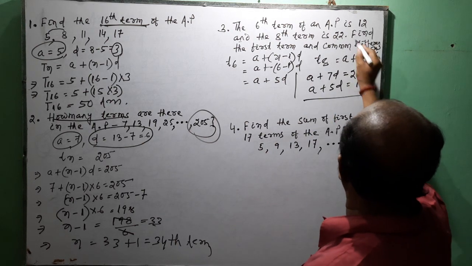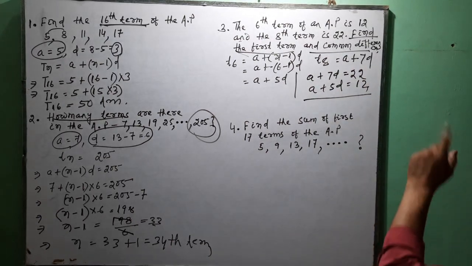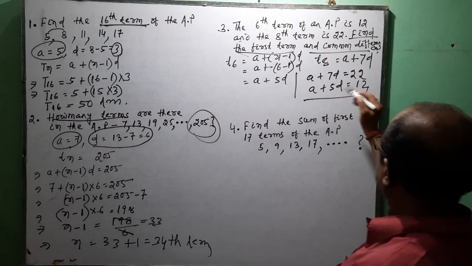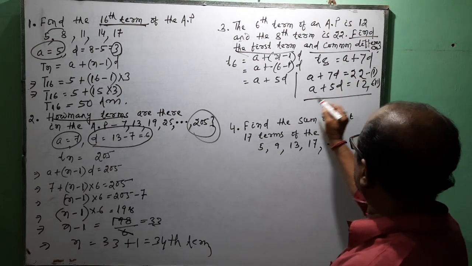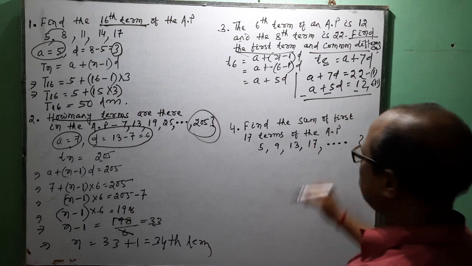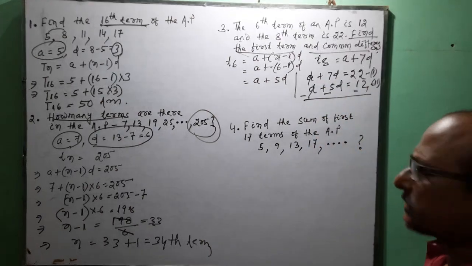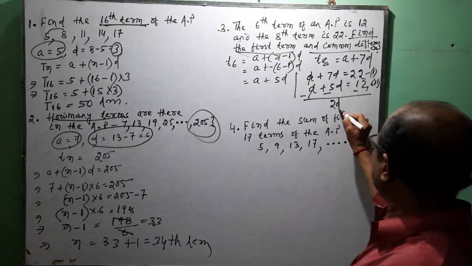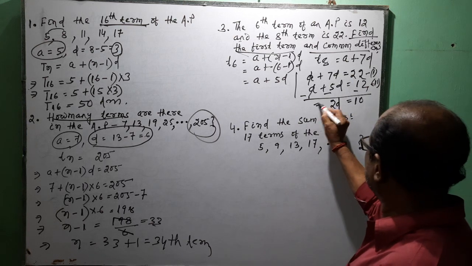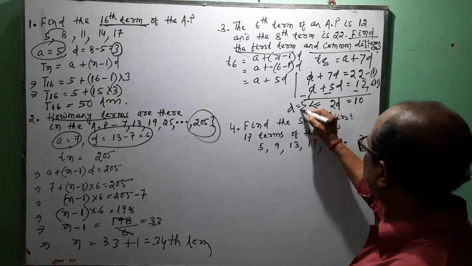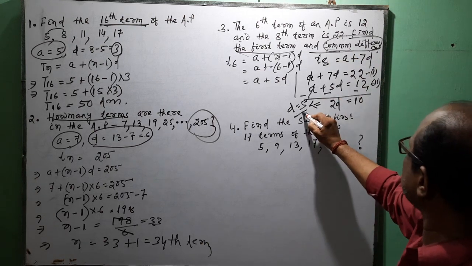The question asks us to find the first term and common difference. Two equations are given. If we subtract equation 2 from equation 1, A cancels: 7D minus 5D is 2D, and 22 minus 12 is 10, so D is equal to 5. The common difference is 5.